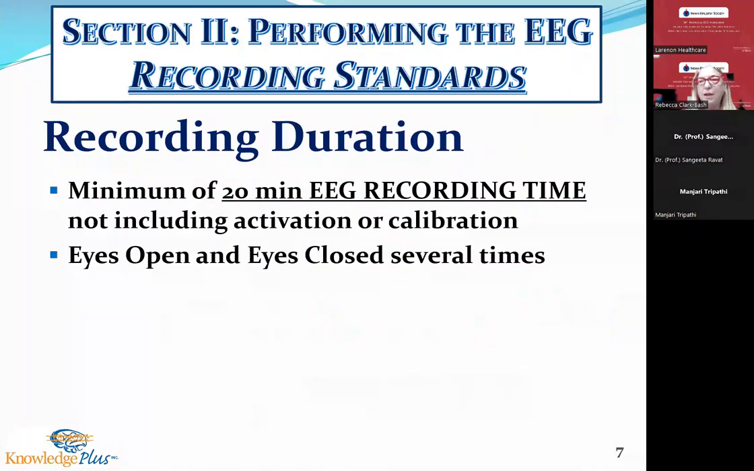The minimum recording time, according to the ACNS and the International Society, is 20 minutes, and that excludes your hyperventilation, your photic stimulation, and your attempts to get sleep. Eyes opening and eyes closing are used several times at the beginning and at the end of the recording. So if in the first 10 seconds your EEG is very flat and you don't really have much of a posterior dominant rhythm, I'm going to have the patient open and close their eyes. I will say, Helen, open your eyes and close your eyes, just very briefly, to look at the reactivity of the posterior dominant rhythm.